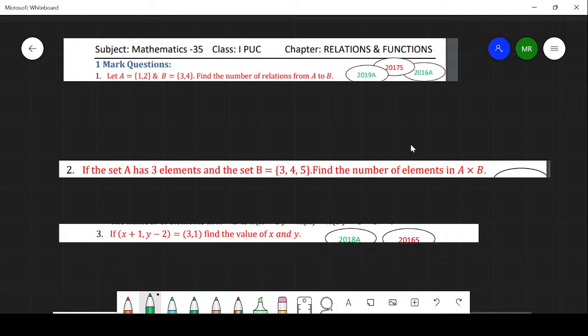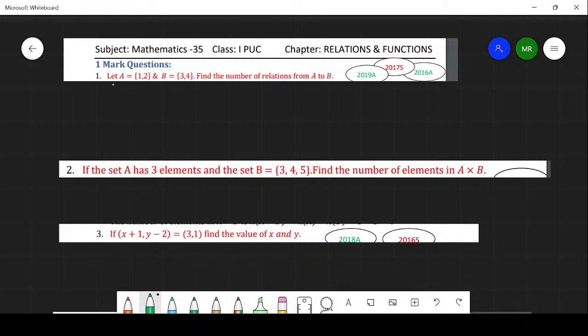See the topic. In first PUC we have the topic relations and functions. This is subject code 35. Around 10 questions are there for 1 mark, and another 13 questions are in 2 marks. These are questions previously asked in the first PUC board exam.